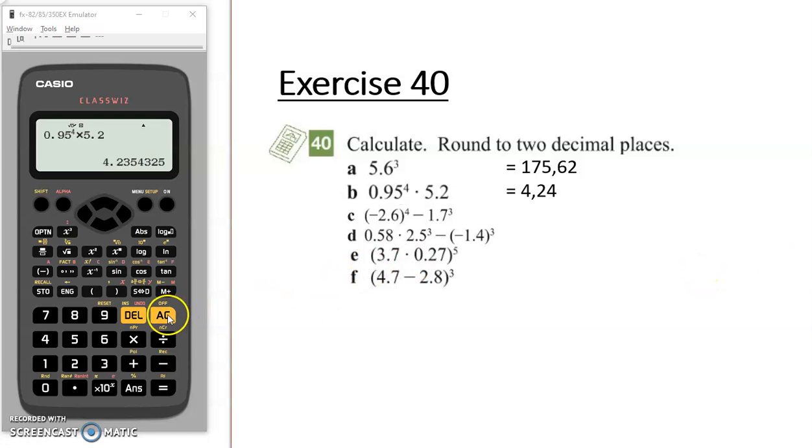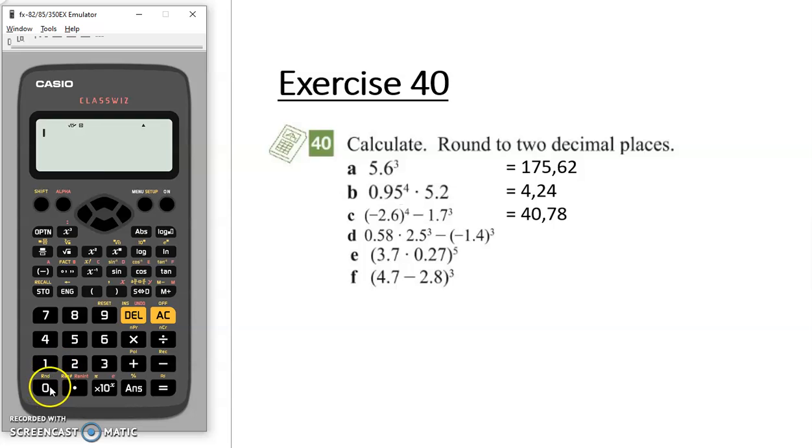Right, exercise C. Inside the bracket, minus 2.6. We close the bracket again, and then to the power of 4 again. Here it is. Push to the right. Minus 1.7. And then I just choose this one. That's easier. To the power of 3. And the answer is 40,78.